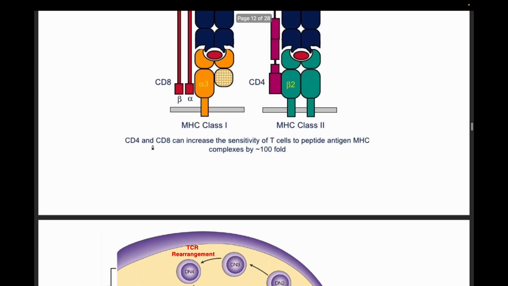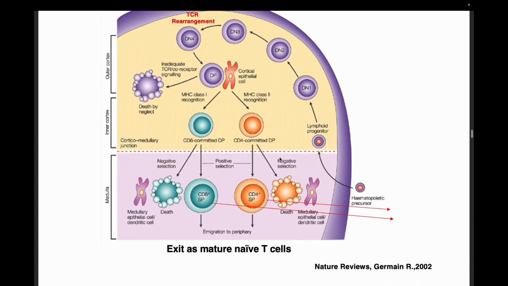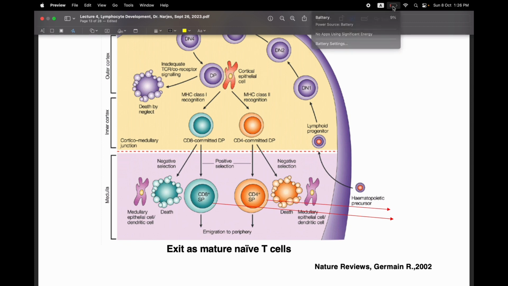And here it is clear to us that CD4 and CD8 increase the sensitivity of T cells to the peptide antigen complex by 100-fold. So it facilitates the binding between these two, as I said. Now we come to the development of the T cells.